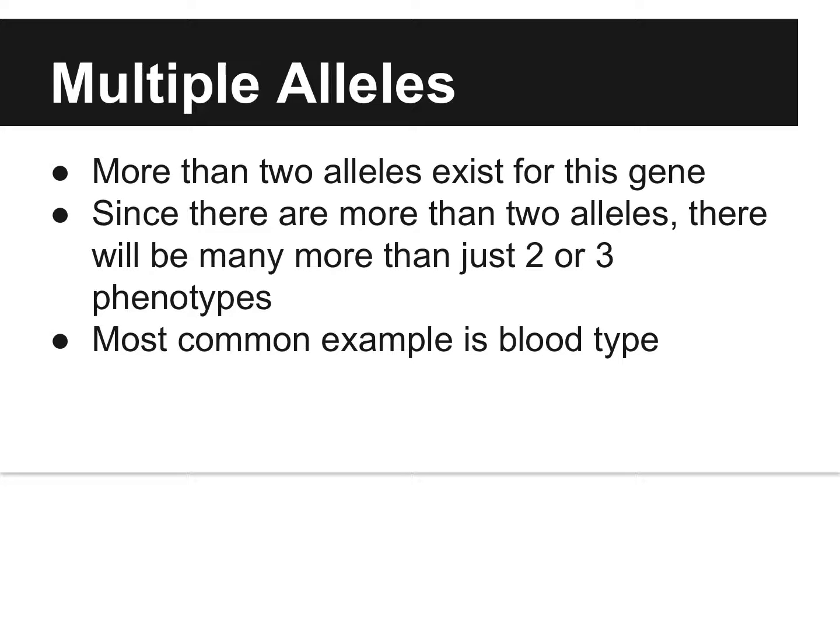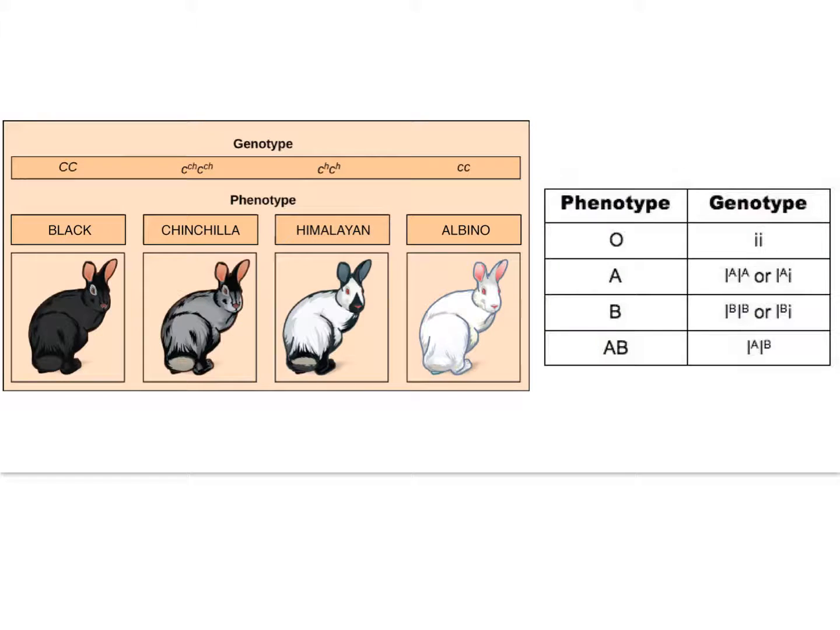Multiple alleles. This means that we have more than 2. So we don't just have a dominant and recessive, we have multiple, which just means we have more than just 2 or 3 phenotypes, which could be many more. Our most common example of this is in humans. Blood type is a multiple allele trait.